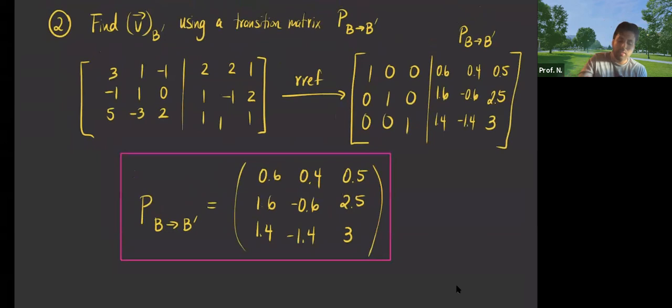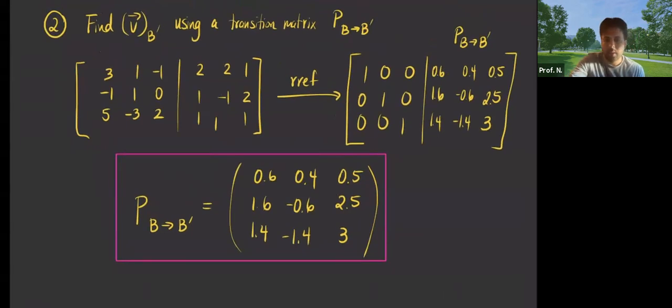Does everybody see that? Was everybody able to get that using their own calculators? So any questions about this step here? The transition matrix using the row reduced echelon form of that matrix. And on the right side, that's going to be your transition matrix from the old basis to the new basis.